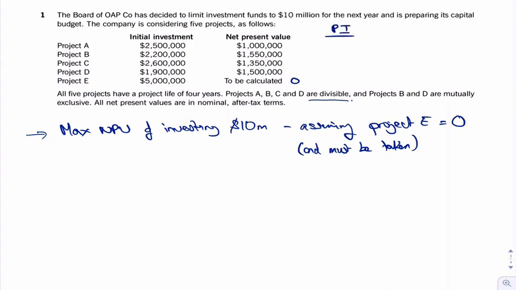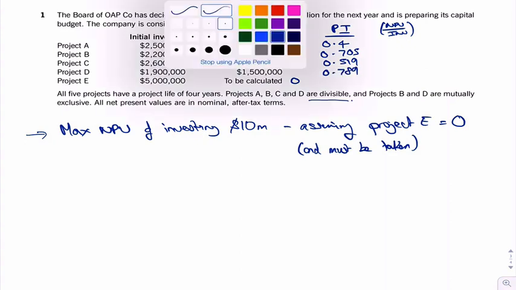Now the profitability index is simply the NPV divided by the investment. So 1 million divided by 2.5 is 0.4. 1550 divided by 2.2 is 0.705. Project C, 1350 divided by 26 is 0.519. Project D, 15 divided by 19 is 0.789. Okay, now we can rank them.